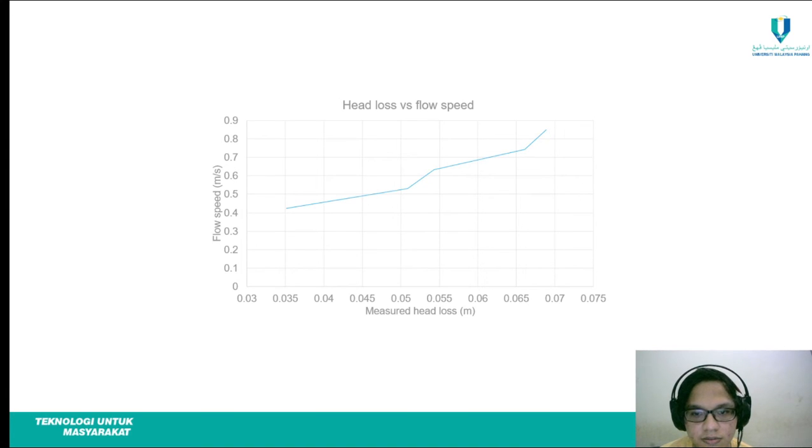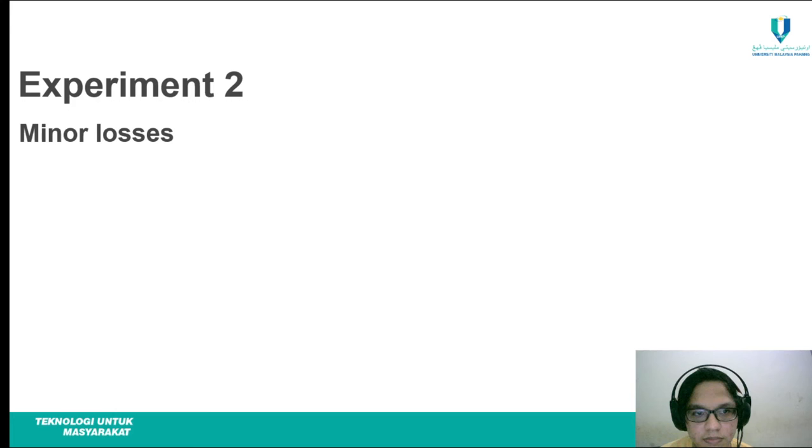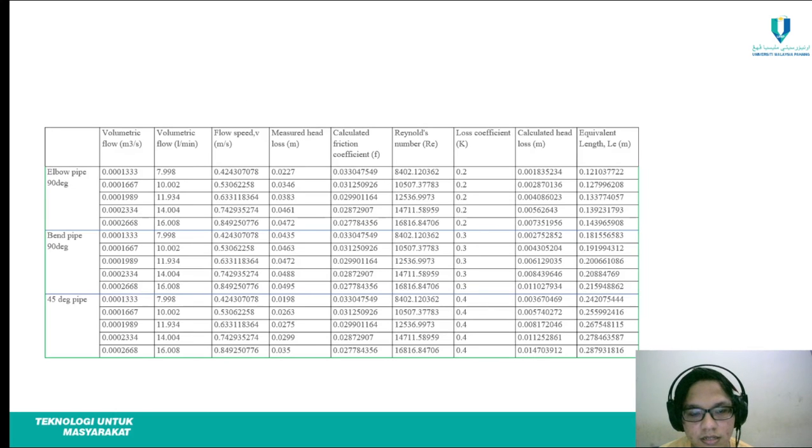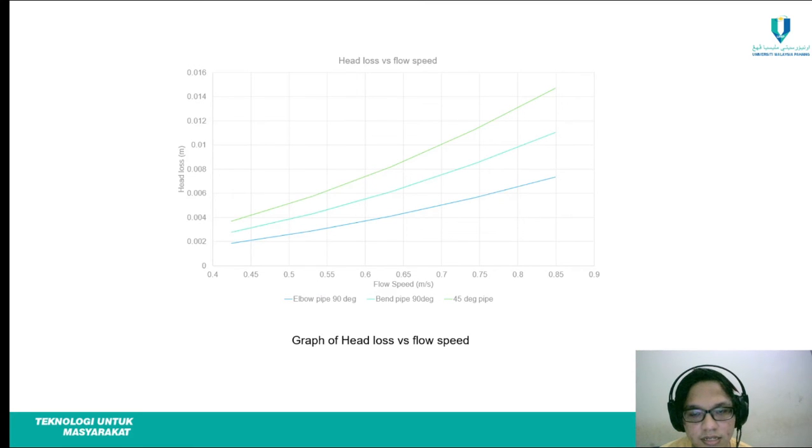Then moving on to experiment 2, minor loss. In minor loss, we have the data for volumetric flow in both meter cube per second and liter per minute, and we have the flow speed, the measured head loss, calculated friction coefficient, Reynolds number, loss coefficient, calculated head loss, and equivalent length. So here we can see the result for the head loss versus flow speed. The 45-degree pipe shows the highest head loss compared to the bend pipe and elbow pipe.